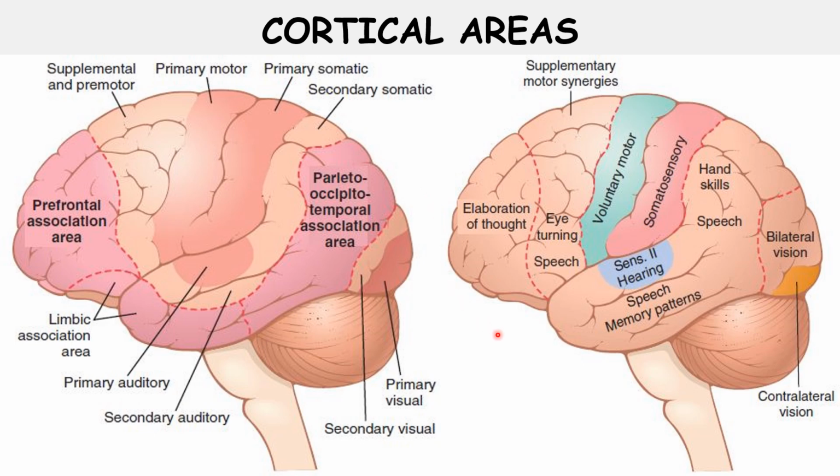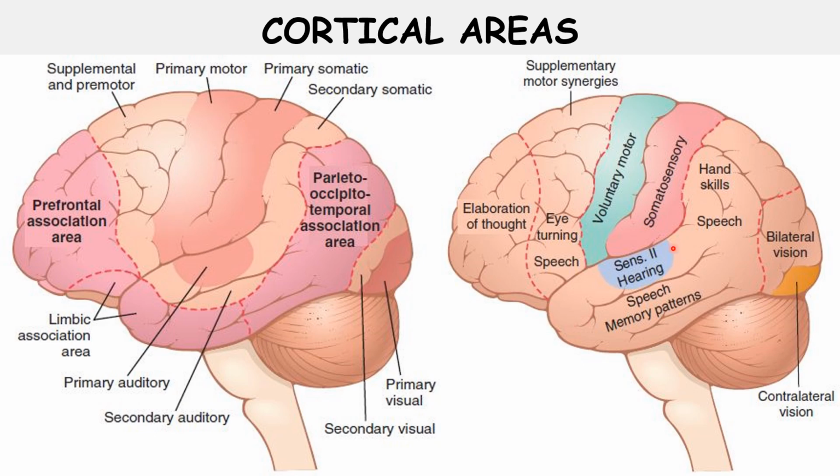Cortical areas. Let us discuss important cortical areas. This is the motor area, which controls all the major movements, and this is the sensory area. The somatosensory area receives sensation from all over the body. The occipital cortex controls vision; it receives and interprets vision. The temporal area receives the auditory signals, the sensation of hearing.